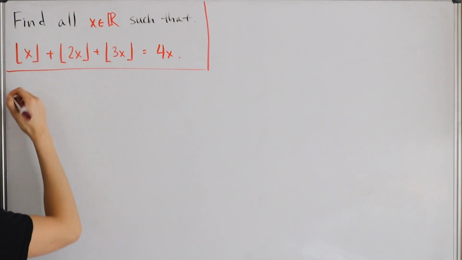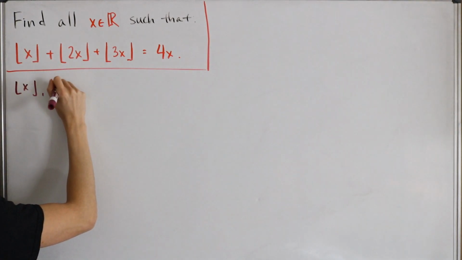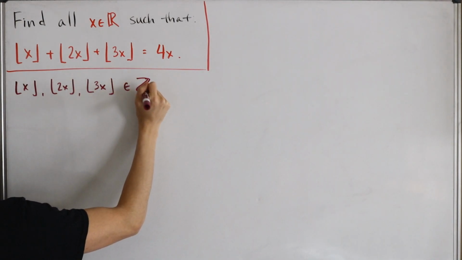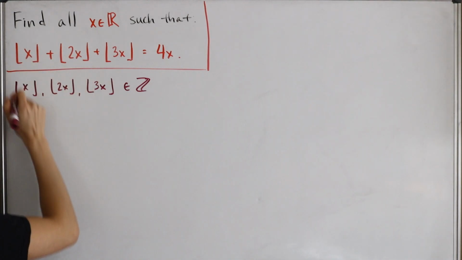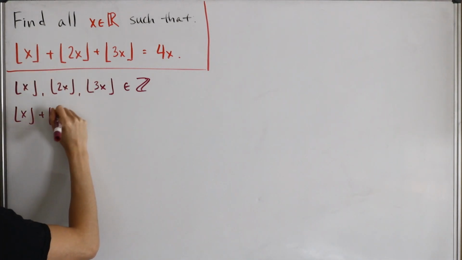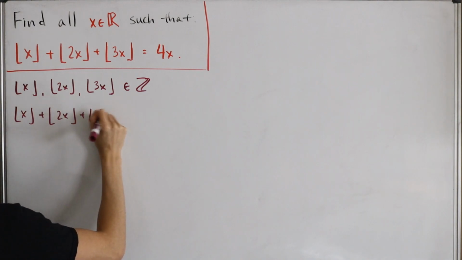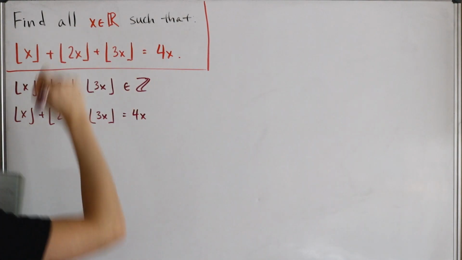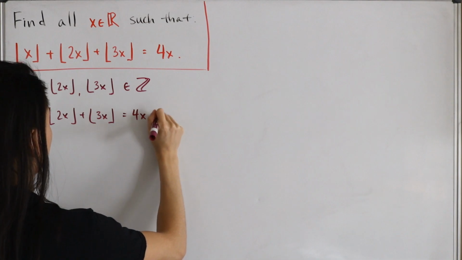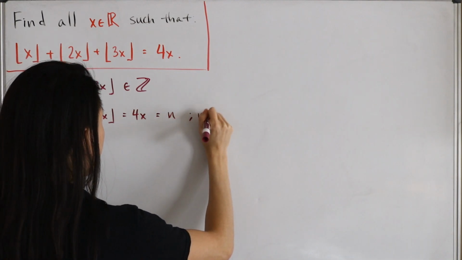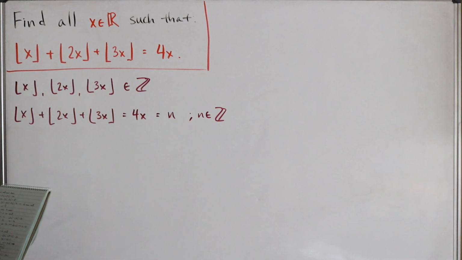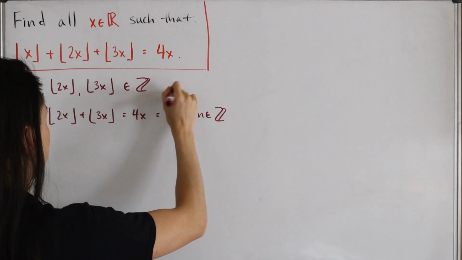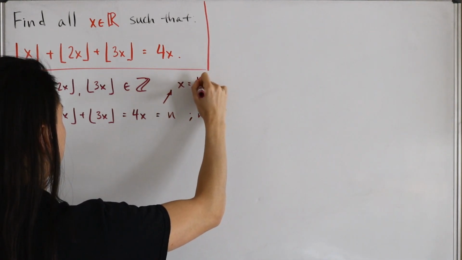So, of course, as mentioned, the floor of x, the floor of 2x, and the floor of 3x have to be integers. So everything on the left-hand side, the floor of x plus the floor of 2x plus the floor of 3x, is equal to 4x, but that right-hand side is going to be an integer, so I'll just call this n, such that n is also an integer. If I solve this for x, then x is going to equal n divided by 4.